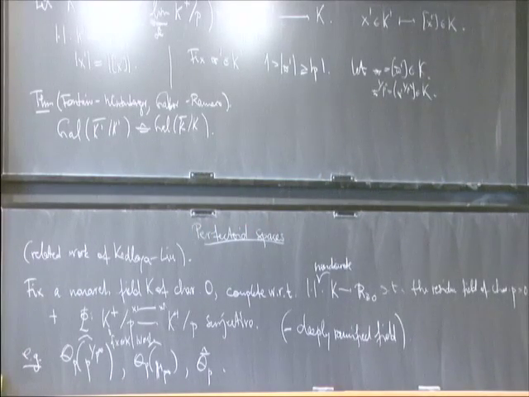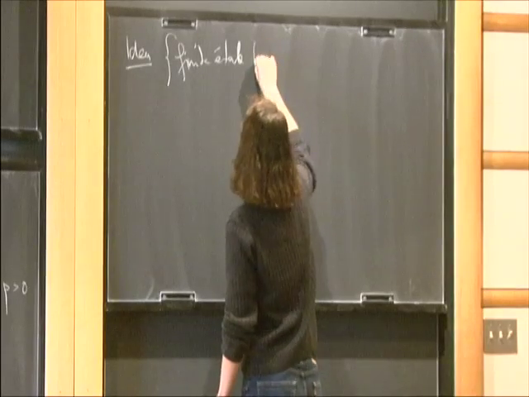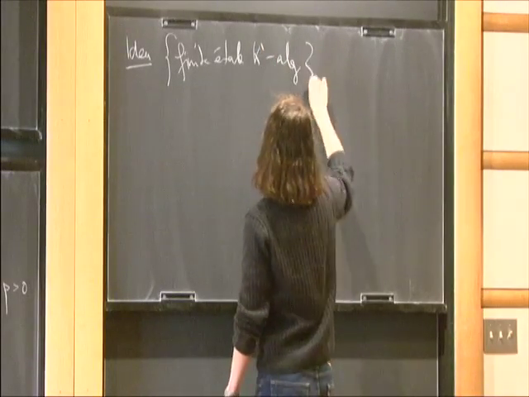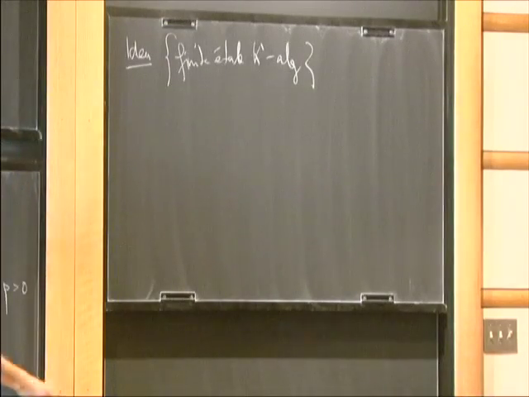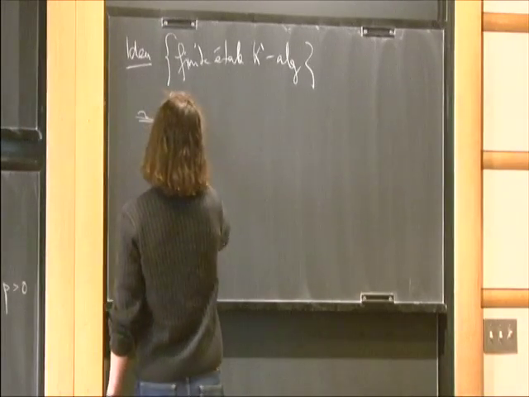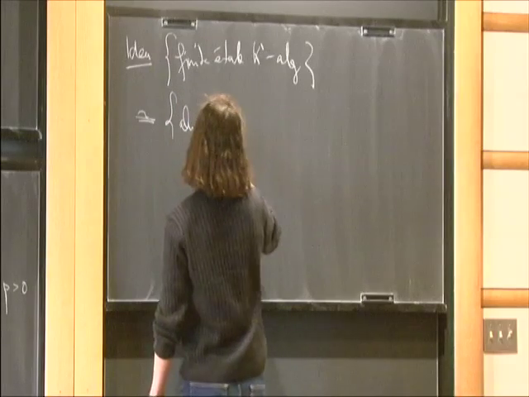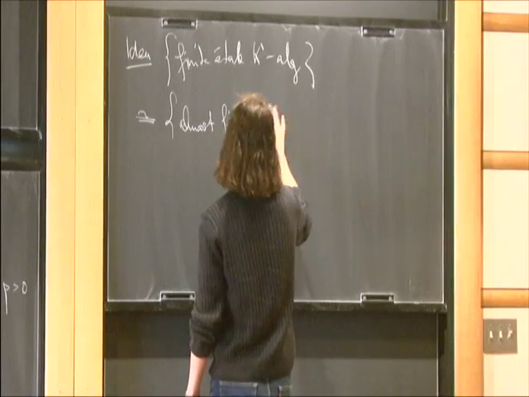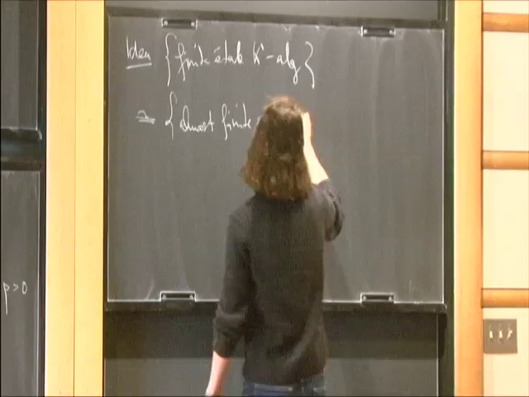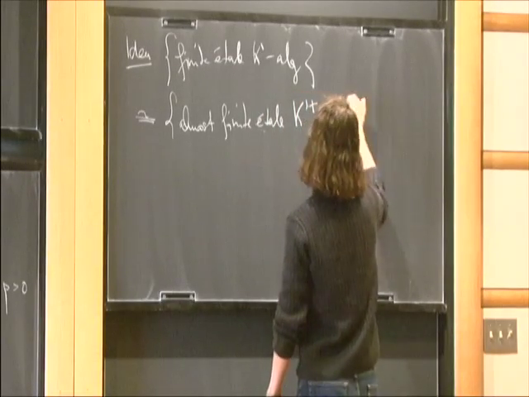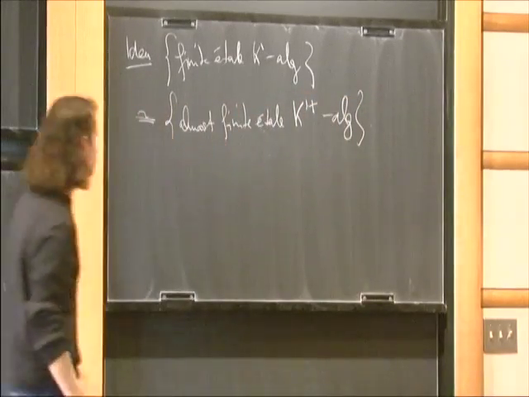Let me give you an idea of where this isomorphism comes from in the way I see it. The Galois group, of course, just encodes the set of finite étale K prime algebras. And one can show that this category is equivalent to the category of almost finite étale covers of its ring of integers, almost finite étale K prime plus algebras, where plus again has the same meaning, ring of integers.